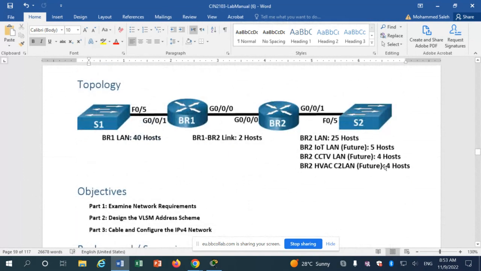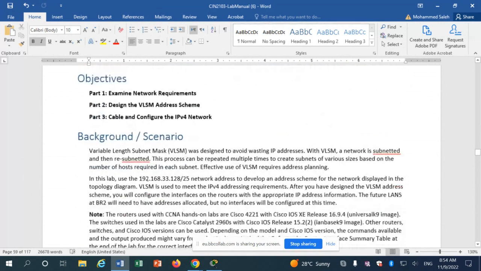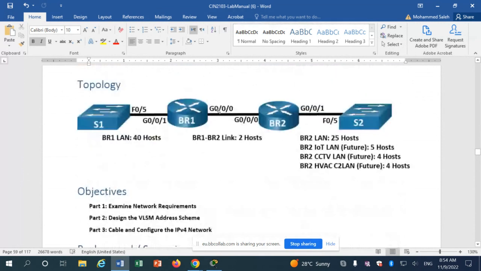Can you tell me why we use this? Because the number of hosts is within the range. This one has 5, this one has 4, this one has 4. So it's okay, correct? Are we done? No, we still need to find a subnet for the link between the router and the router. You will need to do the same thing in your project, by the way.